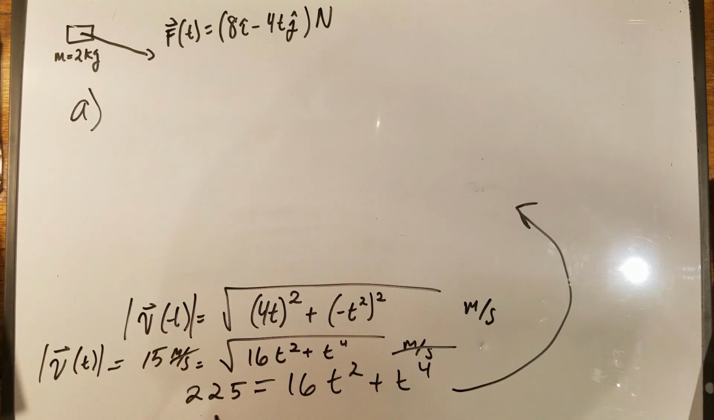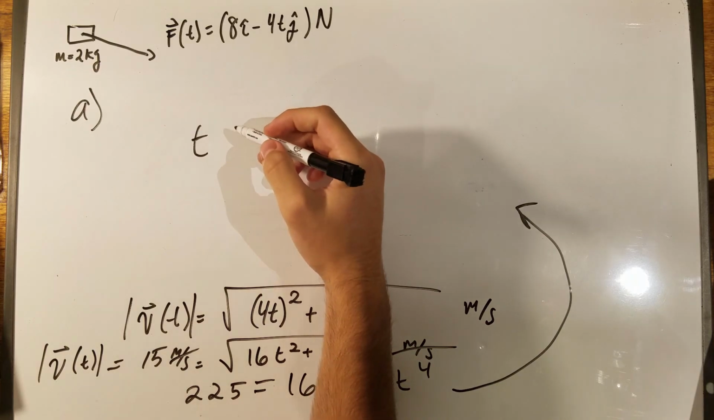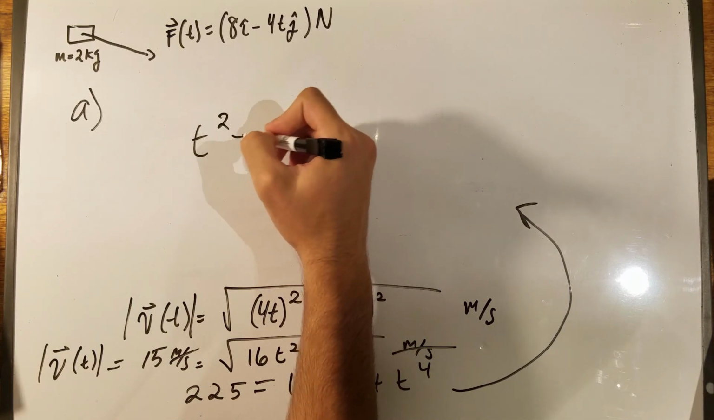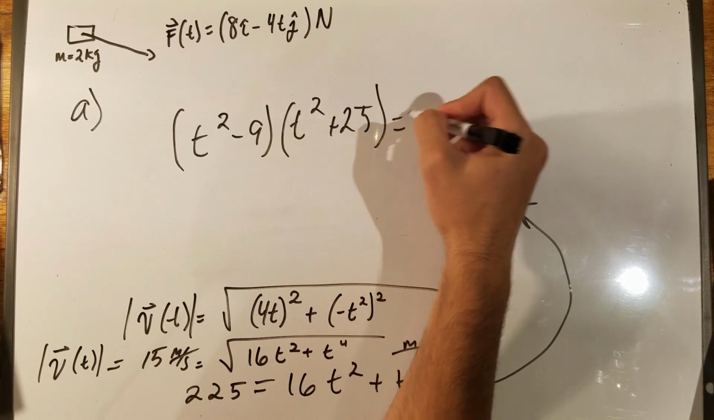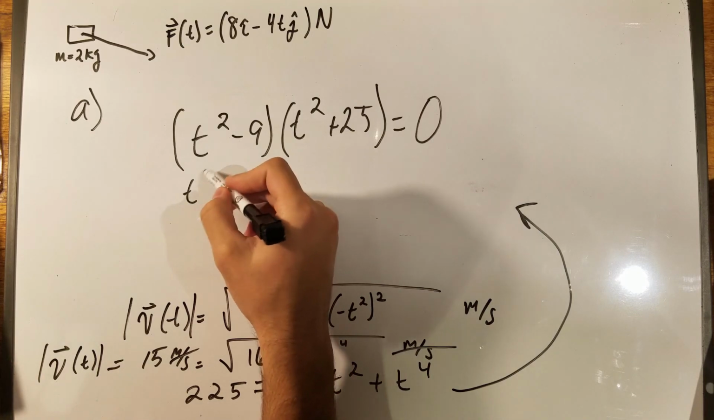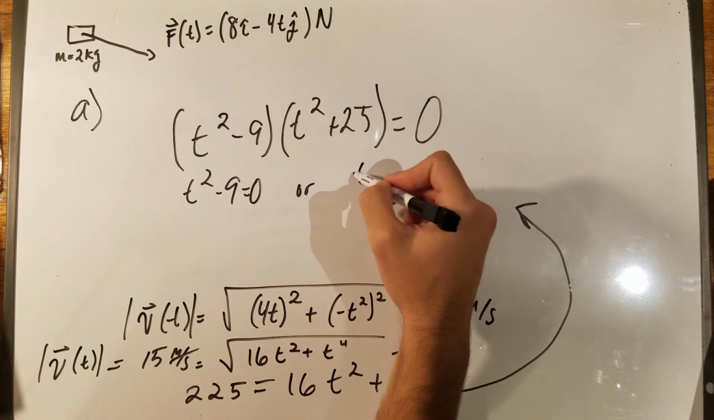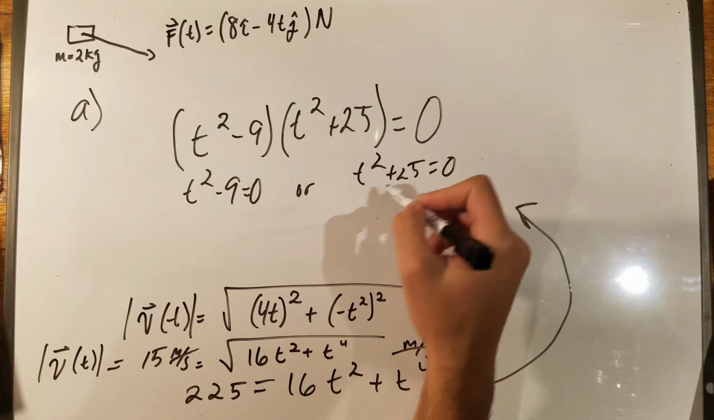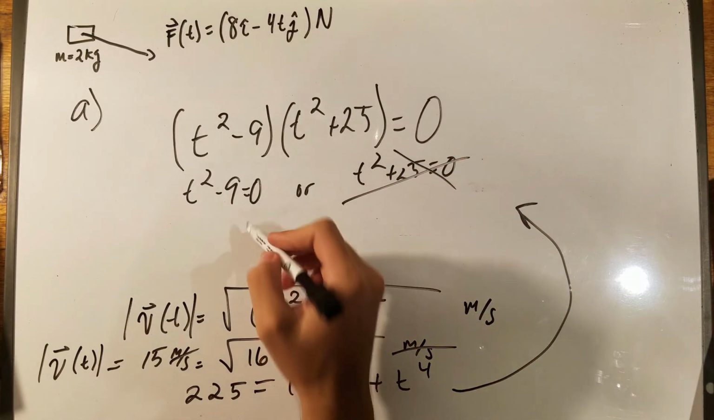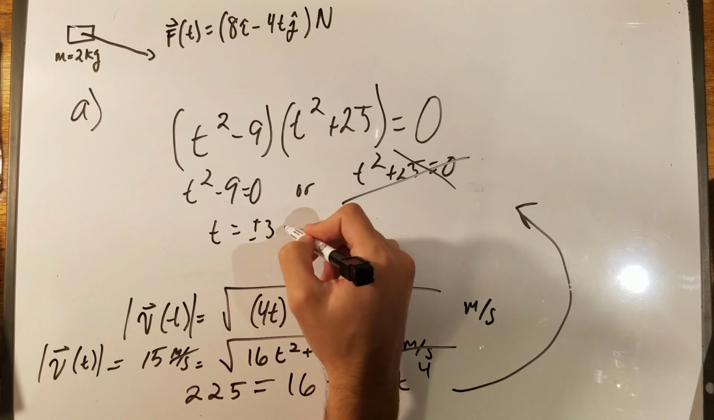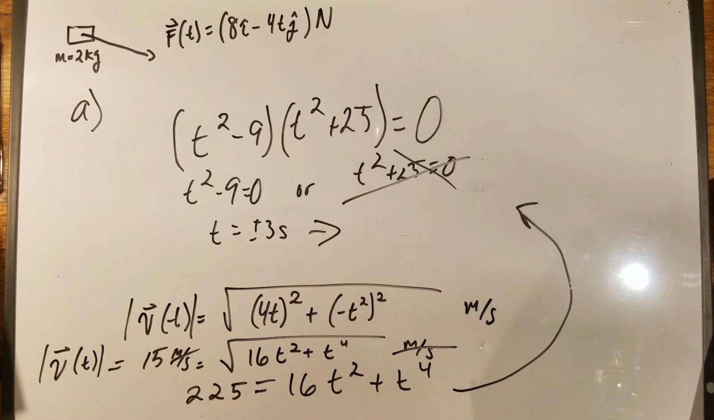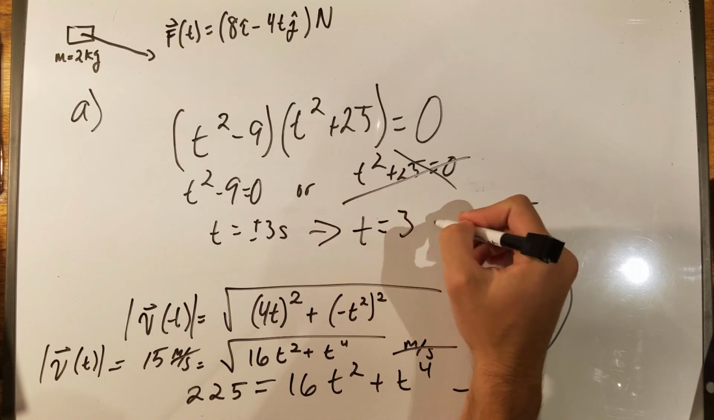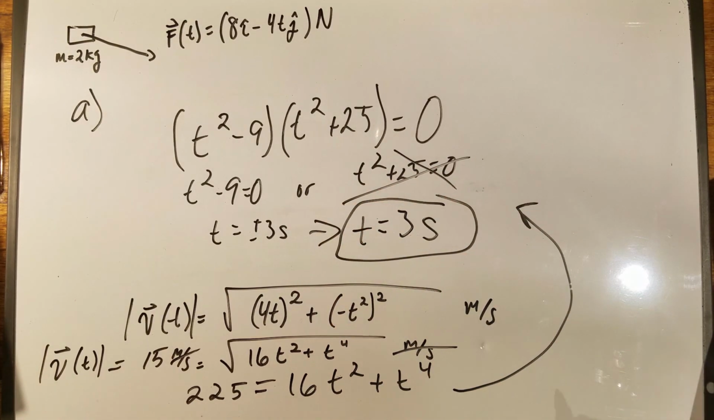Alright, so then we get t squared minus 9 times t squared plus 25 equals 0. So t squared minus 9 equals 0, or t squared plus 25 equals 0. And this does not work out because you get imaginary numbers, so then t must equal plus or minus 3 seconds, and we only take the positive value because we're only taking values after 0 seconds. So t equals 3 seconds.